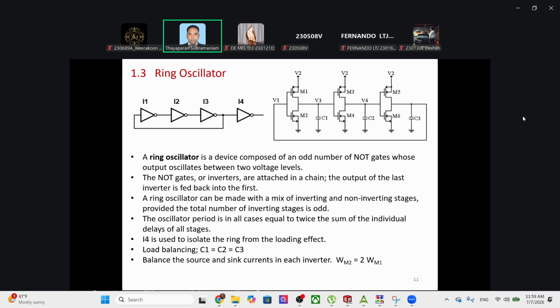Right. This ring oscillator application is very vast. That means it can be used as a clock. A stable clock is still challenging for every application. What are the concerns? We have jitter. Jitter means some uncertainty in the output.